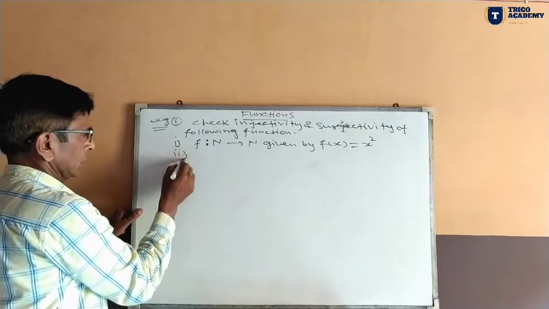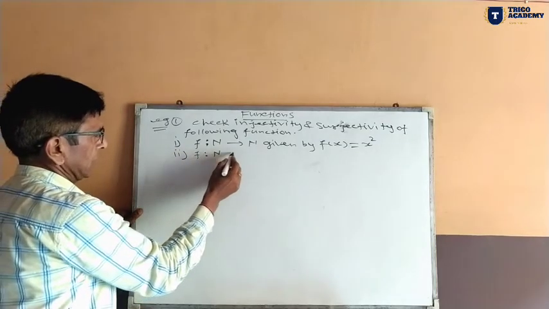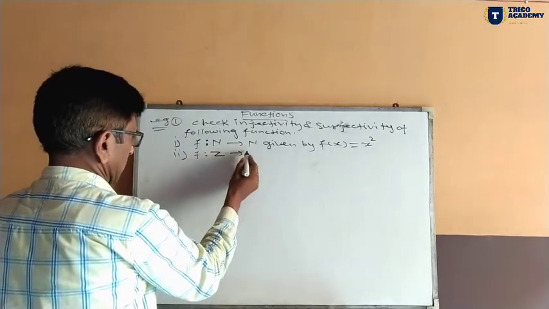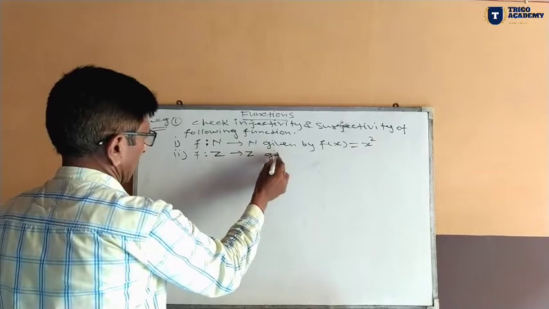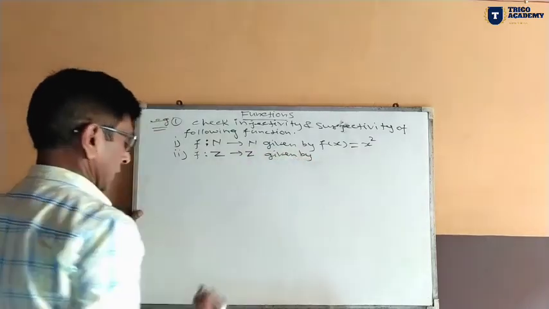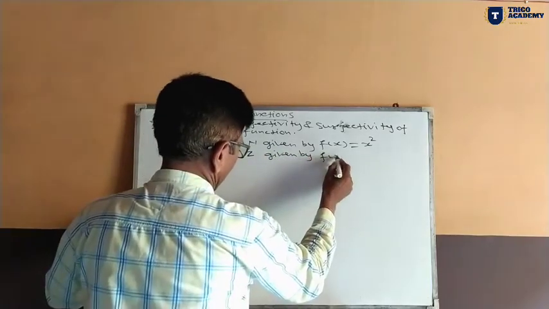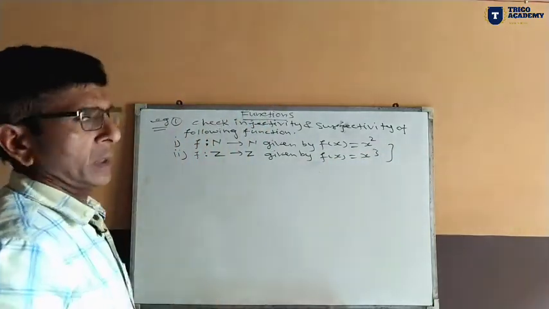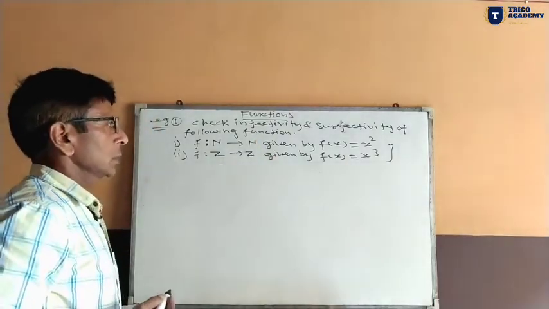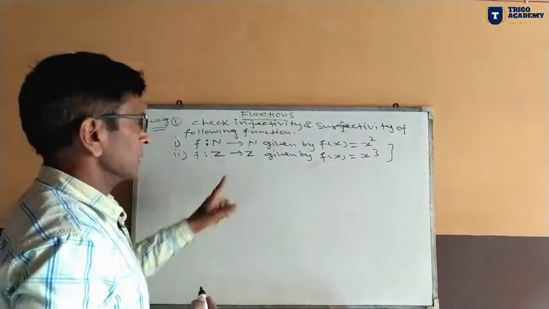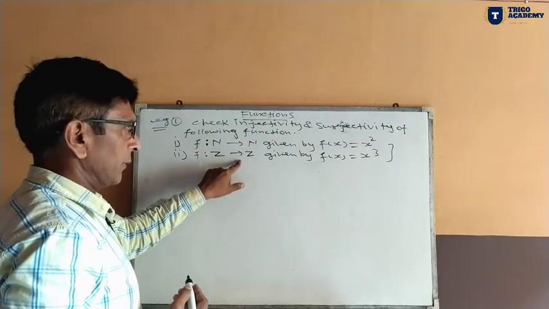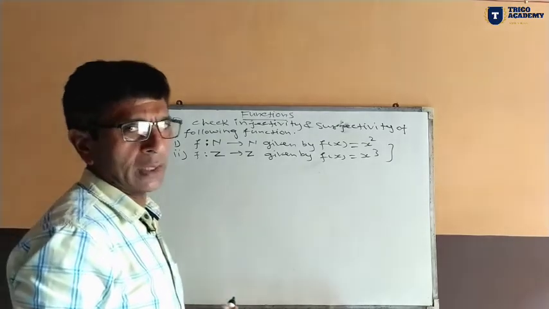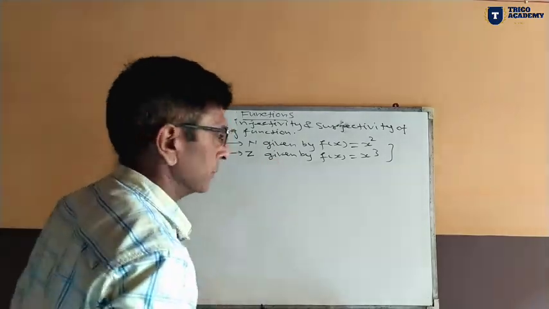Second, f such that Z tends to Z given by f(x) equal x cube. Here these are two examples. Through these examples we will understand which function is injective and which function is surjective.